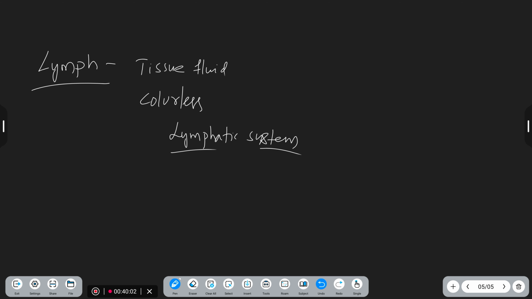Clear? So lymph is a colorless fluid. Some substances escape from the circulation and accumulate in the intercellular spaces. That fluid is nothing but lymph. It has to rejoin the circulation by the lymphatic system. Understood? Clear? Okay.